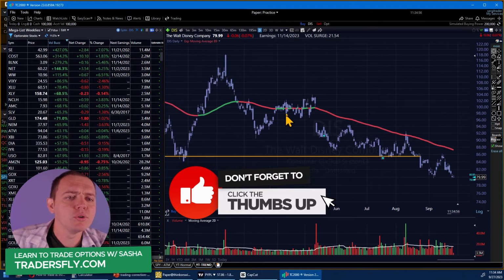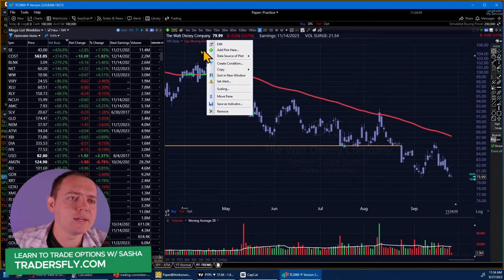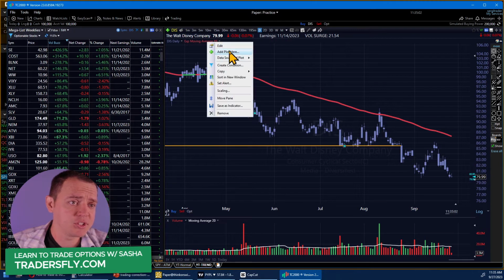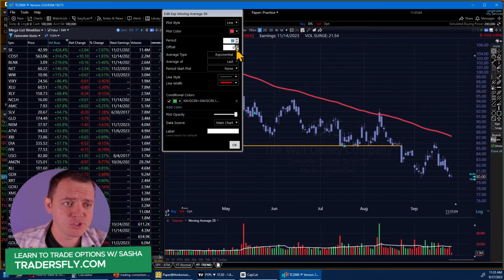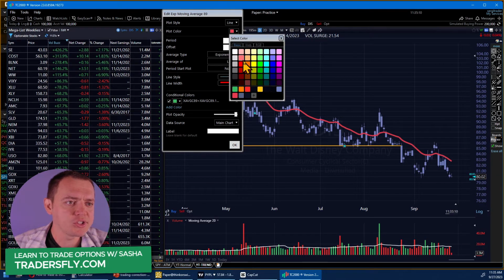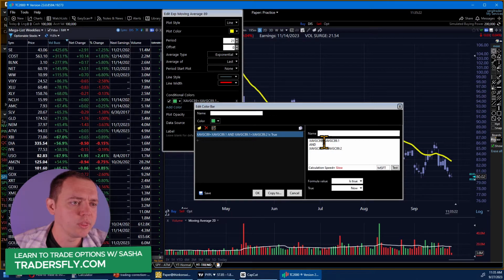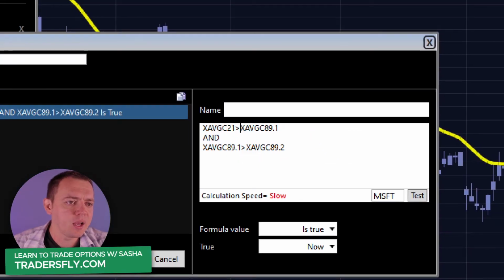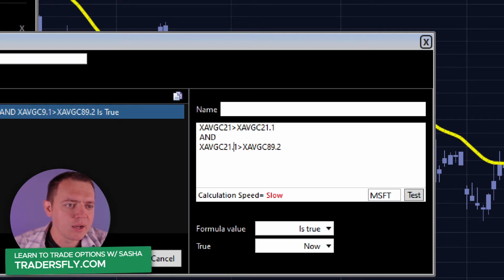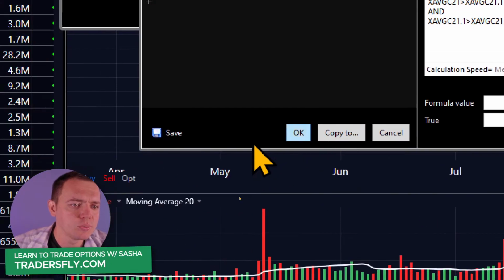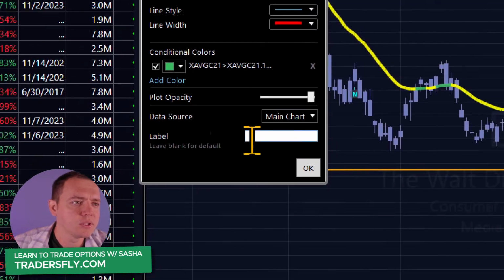So I'm going to go ahead and run a scan. We can just do a simple moving average scan. Let's switch this moving average to a 21-day moving average. I'll make it yellow. And then what I'm going to do is color code this moving average, so that as it's going higher, it'll be green. We're going to do that now, and then we will look at it.